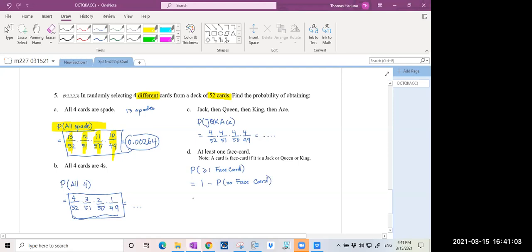Then what is the probability? The first card is not a face card. Let's see how many face cards we have. We have Jack, Queen, King times 4 suits, right? So there are 12 face cards. Therefore, there are 40 not face.